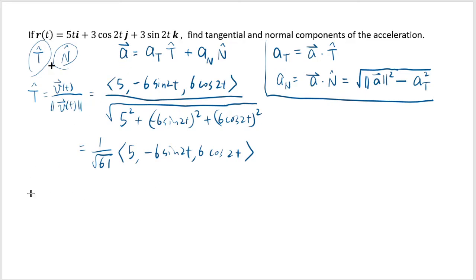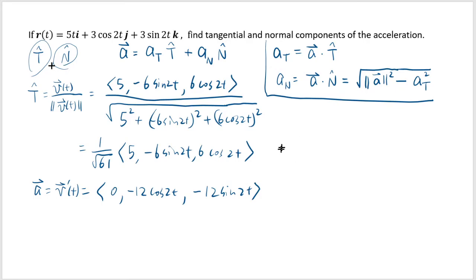Oh, but we first have to find the acceleration, right? Acceleration is the derivative of v, so we differentiate this: the derivative of 5 is 0, and then differentiating sine 2t gives you cosine 2t, but with the 2, so negative 12 cosine 2t. Likewise, the derivative of cosine is negative 2 times 6, that's negative 12 sine 2t. Now let's do a dot product between the two.